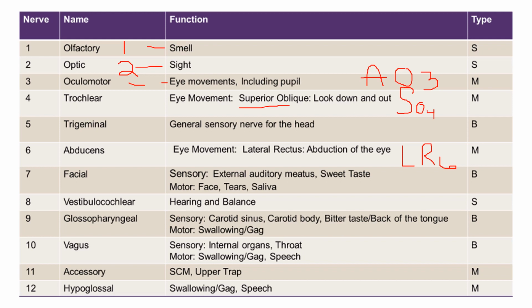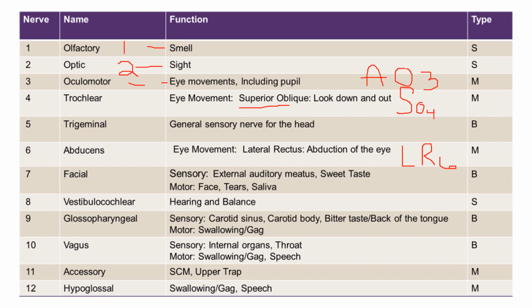Okay, 7 would be facial nerve. So our sensory is going to be the face, basically. Okay, so external auditory meatus, sweet taste in the mouth, so the anterior 2/3 of the tongue. Again, we'll go into major detail in chapter 12. These are just the basics to kind of get you started. Motor is going to be face, so tears and saliva are going to be facial nerve controlled as well.